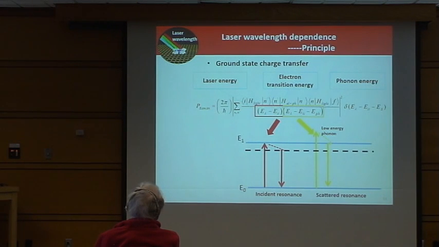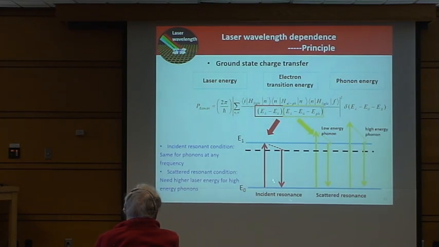And here is the principle telling us why the Raman intensity has the laser wavelength dependence. From here we can see if the laser energy is equal to the electron transition energy, or is equal to the transition energy plus or minus the phonon energy, then you can get the incident light resonance or scattered light resonance, depending on the phonon energy. For the scattered resonance condition, you will need smaller or higher excitation energy.